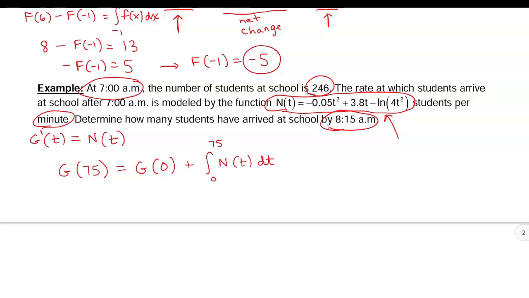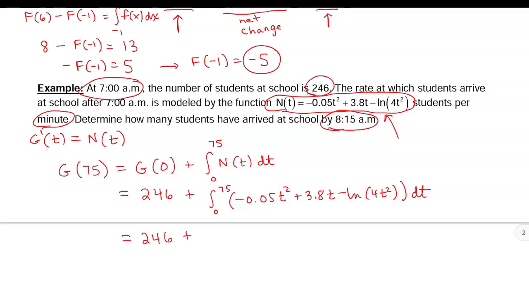And we're going to use our calculator on this one. We already know that g of 0 is 246. We're going to add the net change from 0 to 75, enter that into your calculator, and you're going to put the actual function, the rate of change function, into your calculator and get a numerical answer. If you do the calculation for the integral alone, that would be 3,055 students. So in the end, you should get 3,301 students.